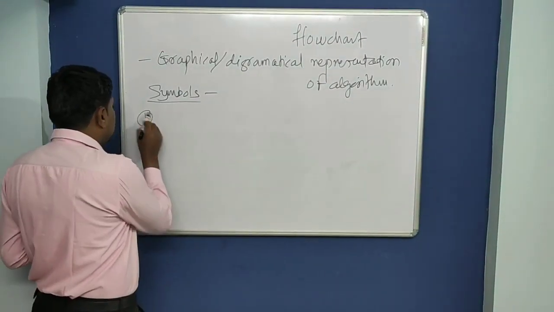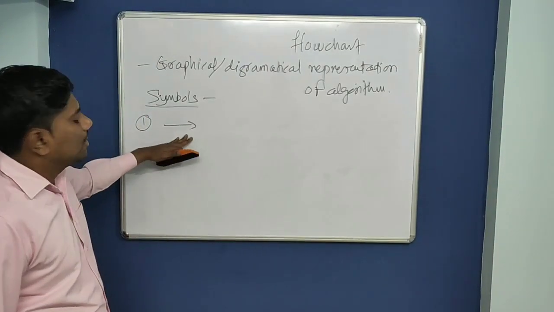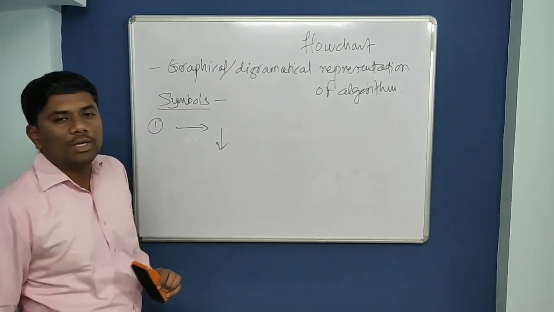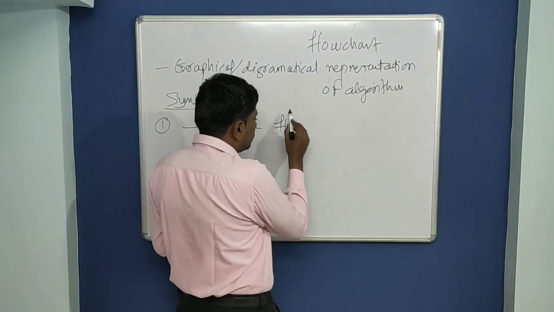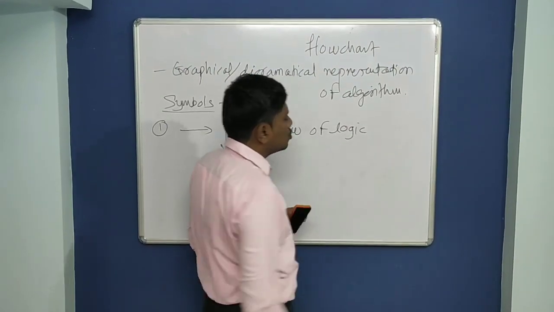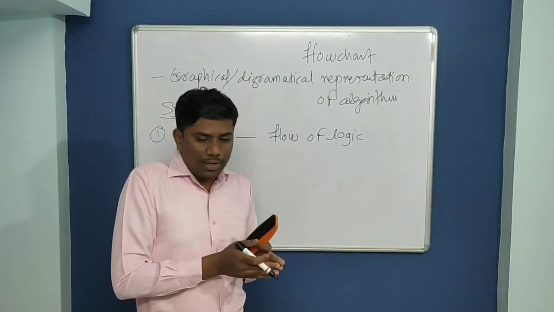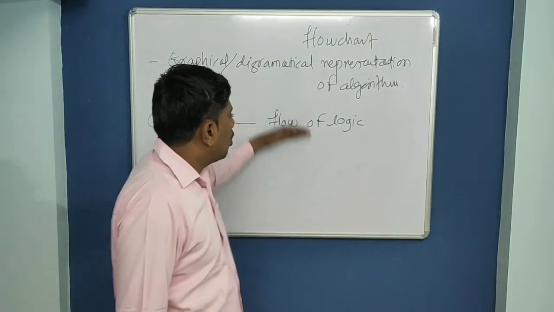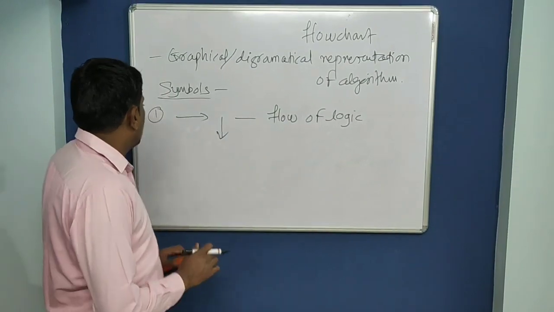So the first symbol in flowchart is the arrow. The meaning of this arrow is that it is used to represent the flow of logic. From this point the data will be given to this. So the flow of execution or flow of logic will be represented by this particular arrow operator.